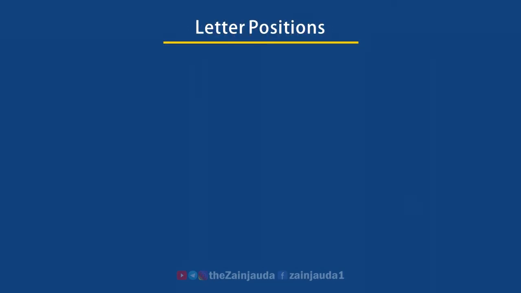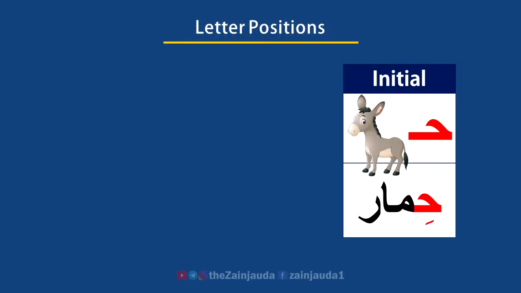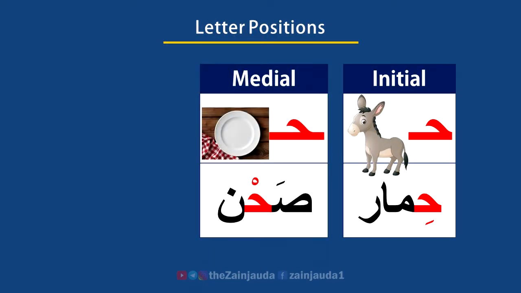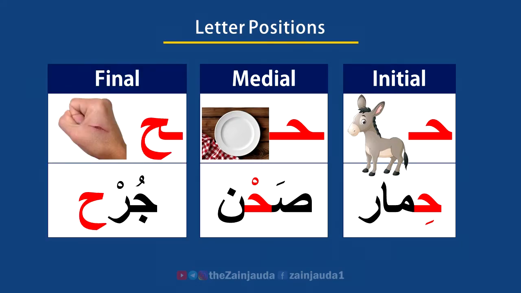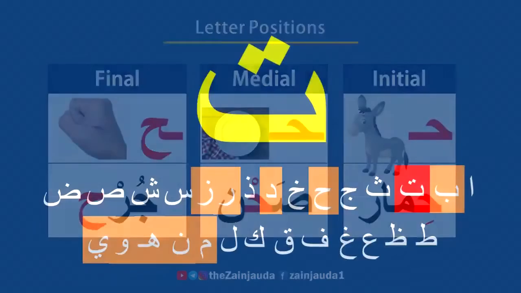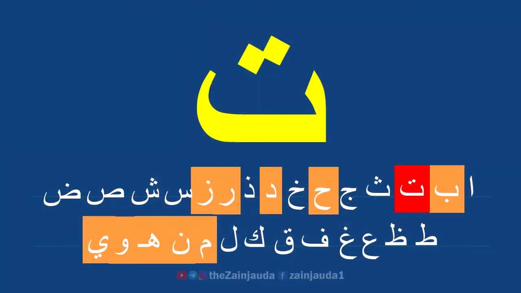And the initial one, himar. And the medial one, sahm. And the final ha, jurh. You can notice that the ha changes in the initial and medial position while it has its own default shape in the final position. Our third letter for today is ta.